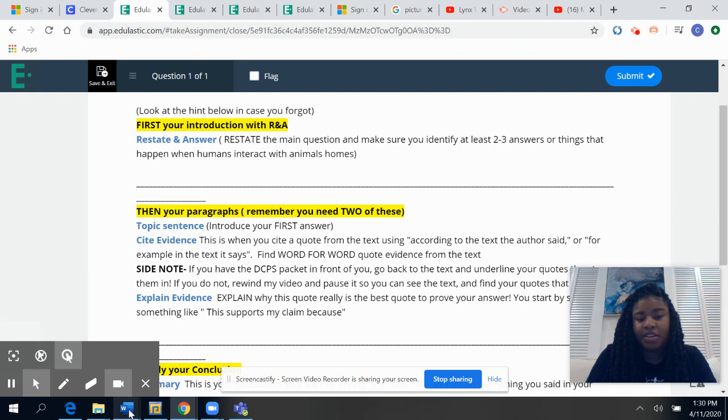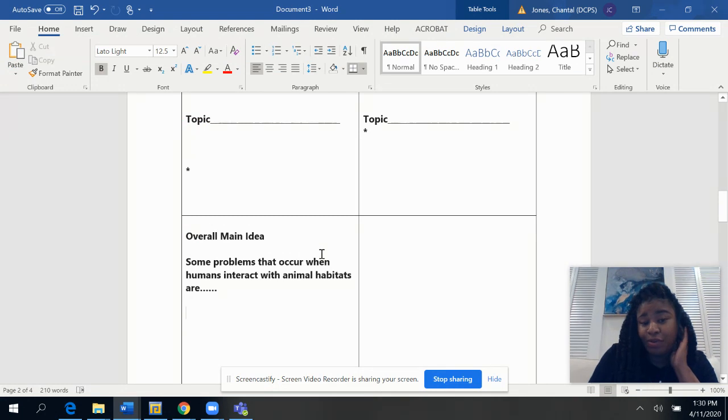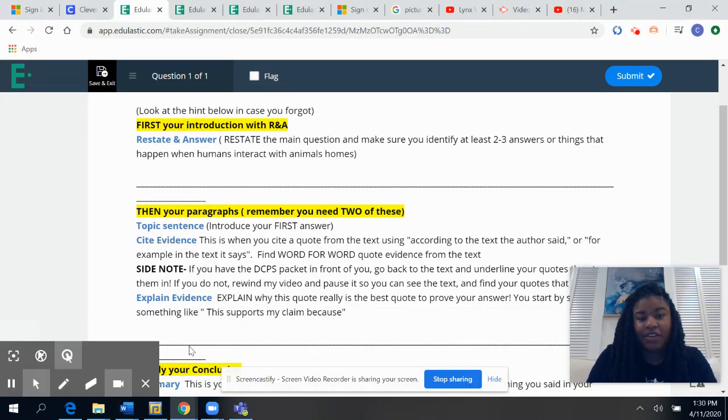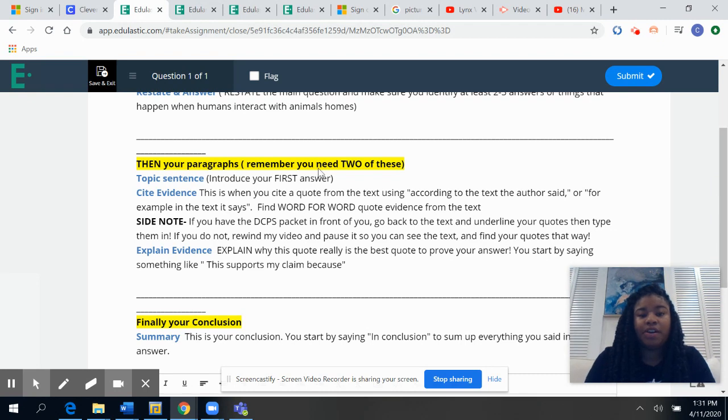Now, I already restated it for you, so you already get an automatic point, because I restated it for you in our four squares: Some problems that occur when humans interact with animal habitats are, right? So you already get a head start. All you have to do is copy that here and then put your answers that you already wrote from yesterday, or whenever you watch this video, on here as well. Restate and answer with at least 2 to 3 answers that happen when humans interact with animal homes. Then you go to your paragraph. So you skip a line and you start your first paragraph. According to the question, we needed at least 2 paragraphs, right?